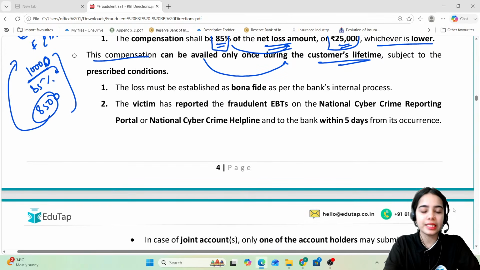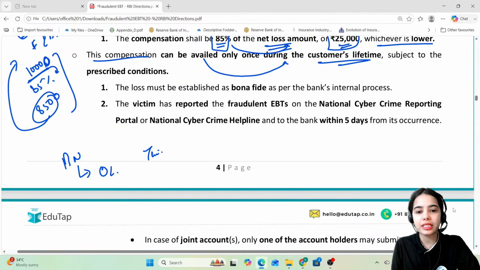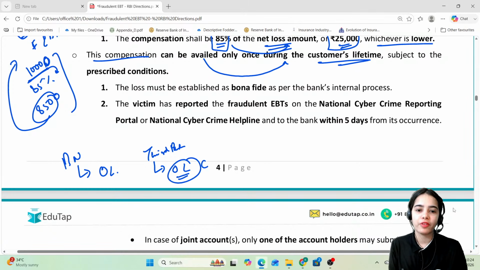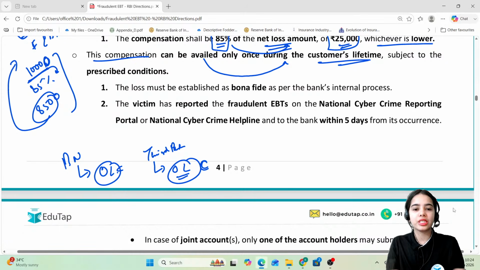The RBI has clearly said that if it is the bank negligence, the bank will pay. The customer will have zero liability. If it is third party negligence, the customer will have zero liability. So the customer has zero liability in case of bank negligence and third party negligence, but in case of customer negligence, the liability does lie with the customer also.